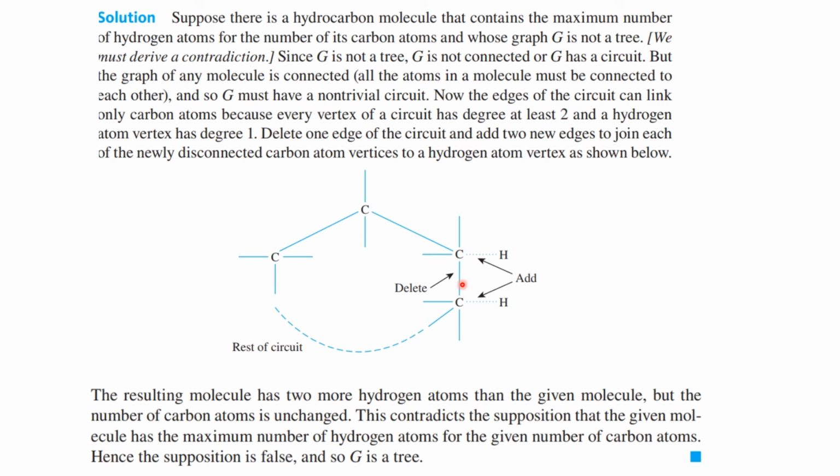We can delete an edge, which has to have carbons on either side, and then, to keep it saturated, we can add 2 hydrogens. But the resulting molecule has 2 more hydrogen atoms than the given molecule, and the carbons have been unchanged. This contradicts the assumption that the given molecule had the maximum number of hydrogen atoms for the given number of carbon atoms. Hence, the supposition is false, so G must be a tree. We'll say more about that later, but this is the end of part 2.